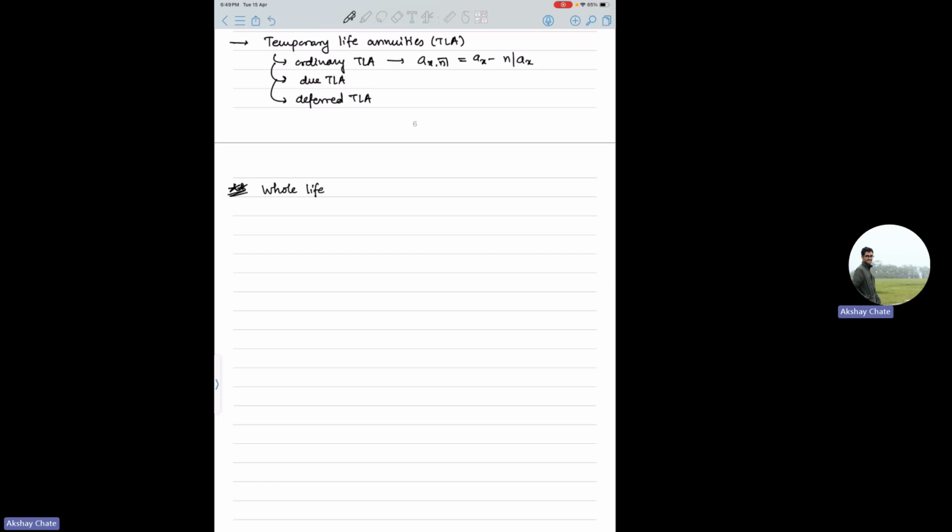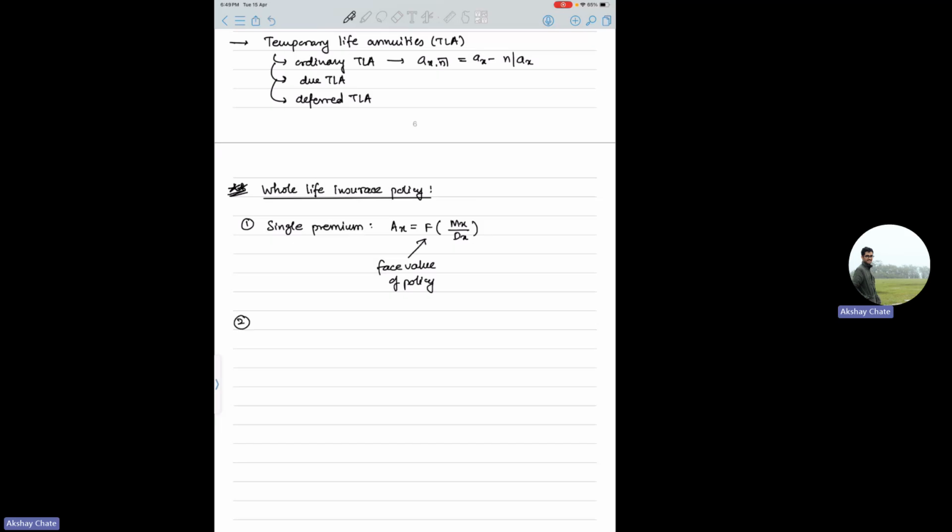Whole life insurance policy. So here, as the name suggests, you will have death cover or insurance cover for whole life. Okay. So in that case, the first case is single premium. So basically, you pay the premium upfront at the time of purchase. So that is calculated as AX, and it is given as F into MX by DX. Okay. F is the face value of your policy, and MX, DX are from your mortality table.